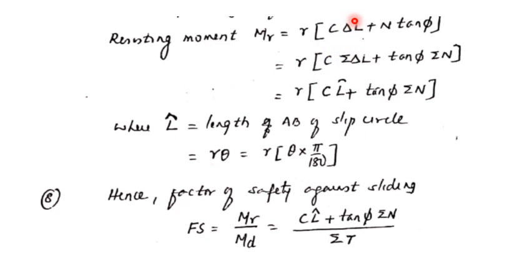Now for each slice we have to calculate. C is a constant, therefore the summation of all delta L will be nothing but the arc length. The arc length, as I told in the previous slides, is R into theta, and then the summation of N, that is sigma N. So now we know MR, we know MD, and therefore the factor of safety can be calculated. The factor of safety is MR divided by MD, which should be greater than 1.5.